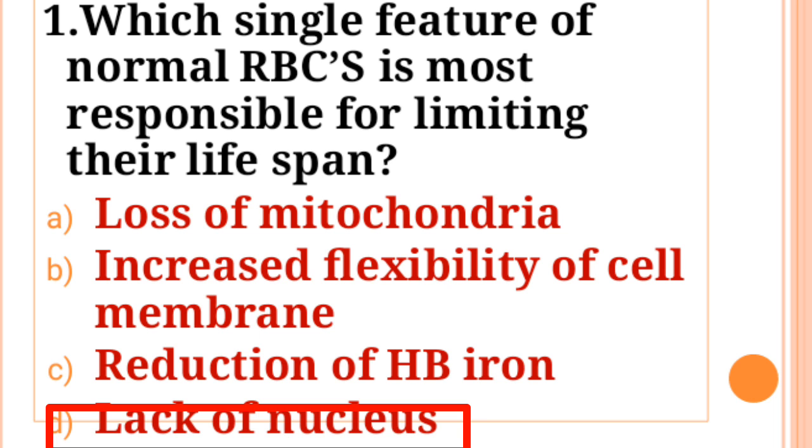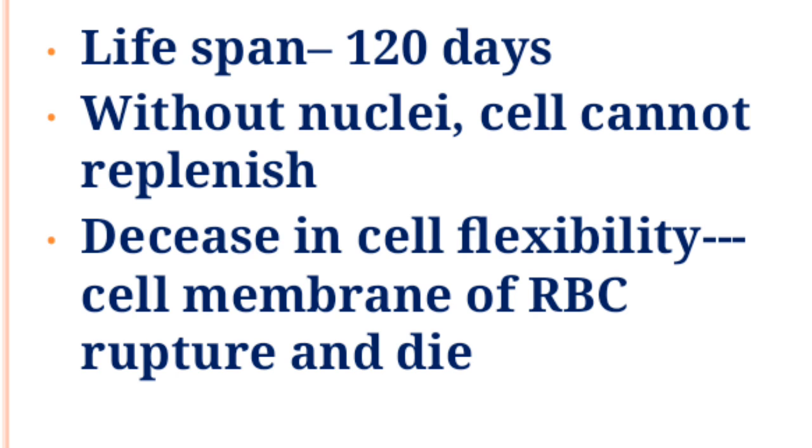Lack of nucleus. So there is no nucleus in RBC and the lifespan of RBC is 120 days. Nucleus is very important to a cell because it controls all the activities carried out in the cell. Without nuclei, the cell cannot replenish. After about 120 days, the cell membrane of the RBC ruptures and dies because of the decrease in cell membrane flexibility. Not increase, it is due to the decrease in the cell membrane flexibility. The cell membrane of the RBC gets ruptured and RBC destruction occurs.